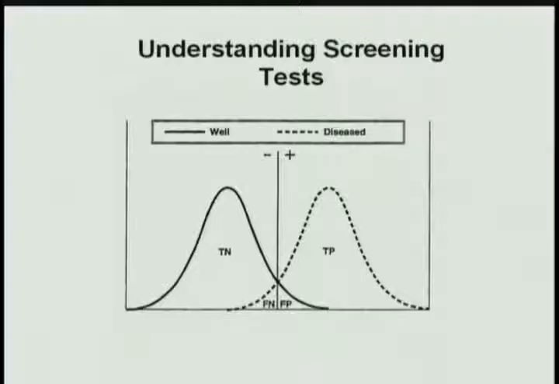The only errors we have are these two small triangles down there at the bottom. We have the small triangle people misclassified on the disease side. Those are the false positives. And we have the disease people misclassified on the well side. Those are the false negatives.